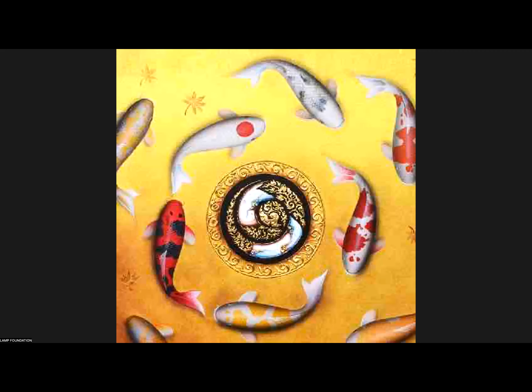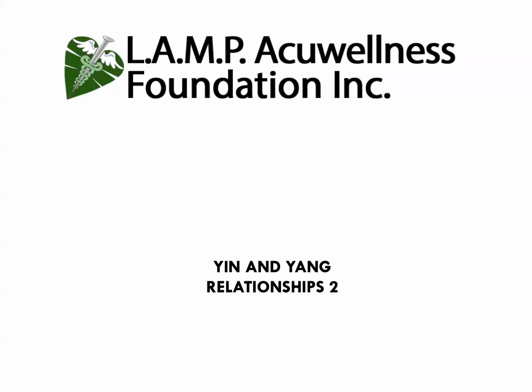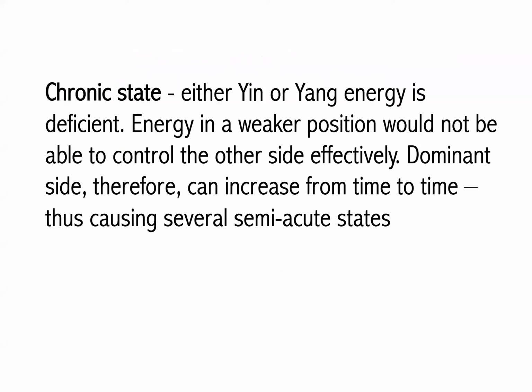We move on to the next topic, which is yin and yang relationships. We will continue where we left off last time. Now let's talk about the chronic state. During the chronic state, either the yin or yang energy is deficient. Energy in a weaker position would not be able to control the other side effectively. So the dominant side, therefore, can increase from time to time, thus causing several semi-acute states.